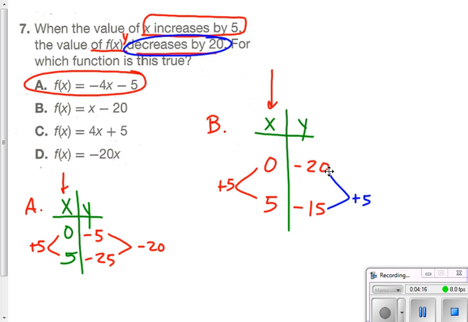And if you checked out C and D, you would find out that neither of them have a decrease of 20 as well, which again we were fortunate to find out it was A right away. This will conclude 8212.